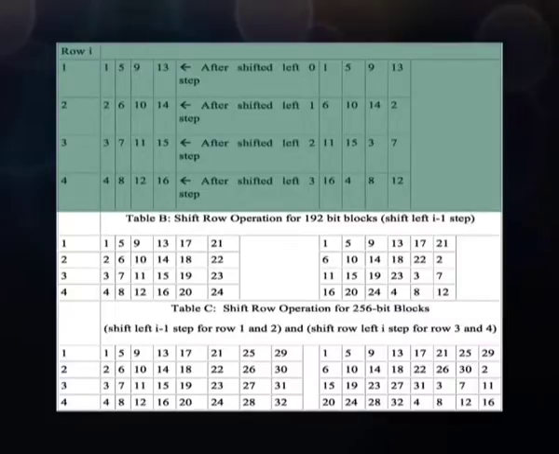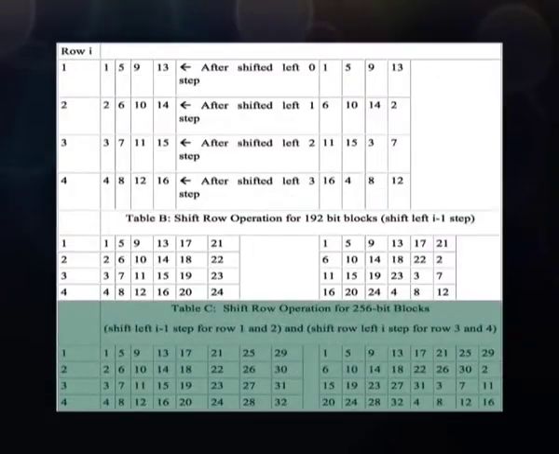We can see that 3, 7, 11, 15 in row 3 has been converted into 11, 15, 3, 7 by shifting left 2 steps in table A. For 256 bit blocks as shown in table C, rows 1 and 2 are shifted I minus 1 steps, but rows 3 and 4 are shifted 1 extra step, that is I steps instead of I minus 1.